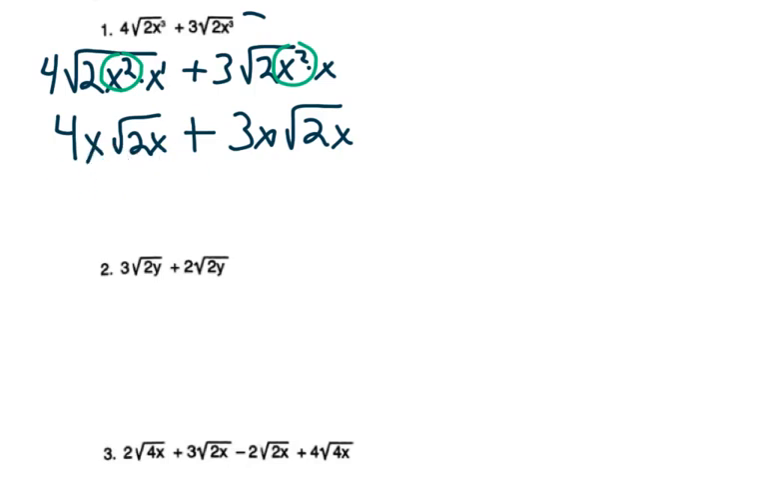Do they have the same caboose? Well, 4x has a caboose of the square root of 2x. 3x has a caboose of square root of 2x. They have the same caboose, so now I can add this. So I would add 4x plus 3x, and 4x plus 3x is 7x with the same caboose.